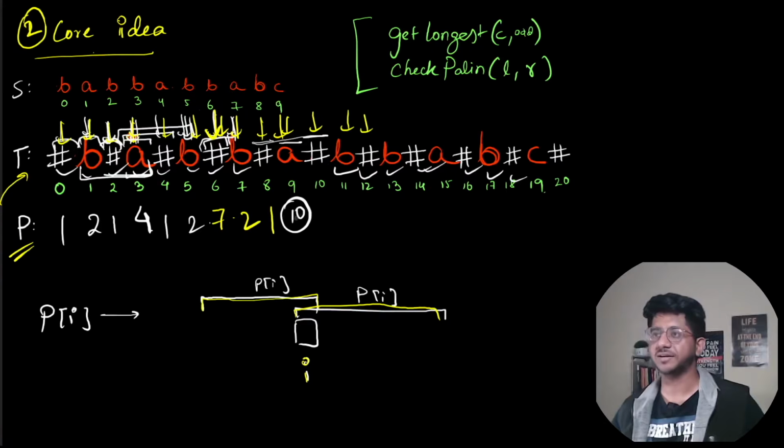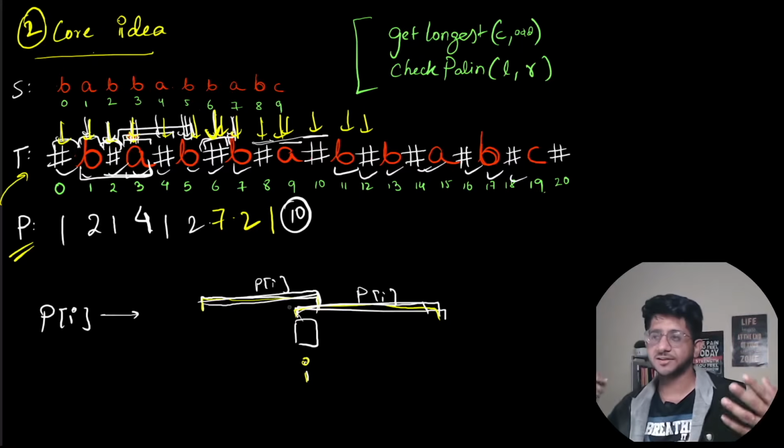P of 9 would be 10 over here. So that's what we're calculating as the P of i value, right? How much in the front side is the same as the reverse of the back side that we are forming over here. How much of the prefix starting over here is the reverse of the suffix that is ending over here, something like that, right? Prefix means that it starts at some place and suffix means which ends at some place.